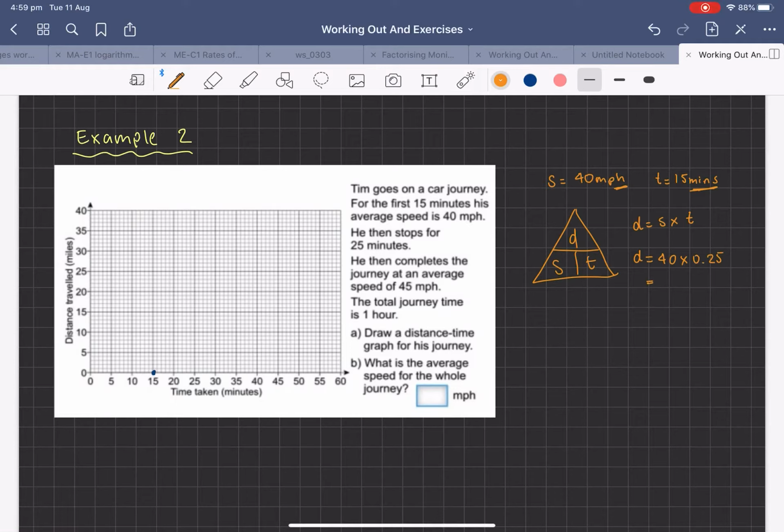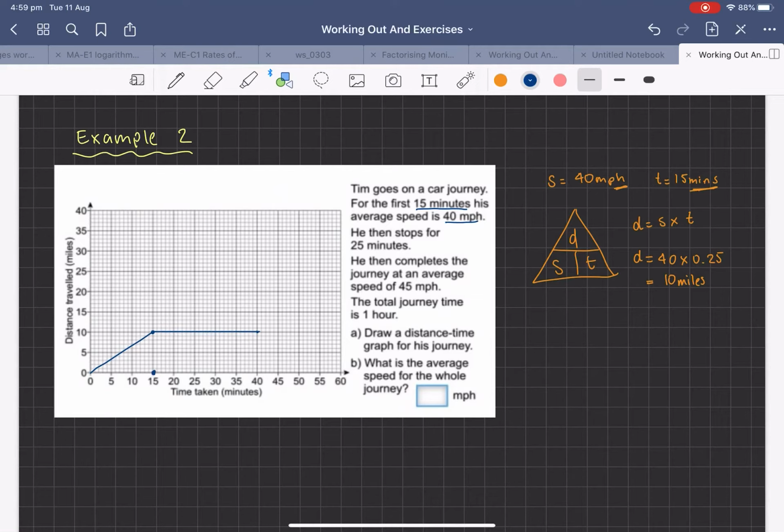So that will give me 10 miles. You can do that on your calculator. 40 times 0.25, or in other words, 1/4 of 40 is 10, so it's 10 miles. So that tells me that he travelled 10 miles in the 15 minutes, because it was 15 minutes at a speed of 40 miles per hour. So I'm just going to draw that section on the graph. Okay, he then stops for 25 minutes. All right, that's easy. 15 plus 25 is going to be 40. So he's now stopped for 25 minutes.